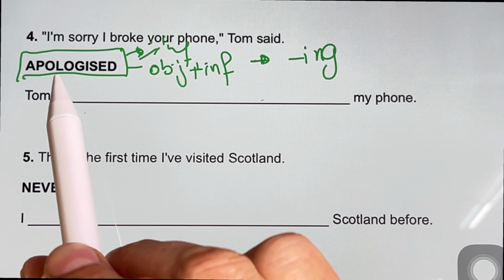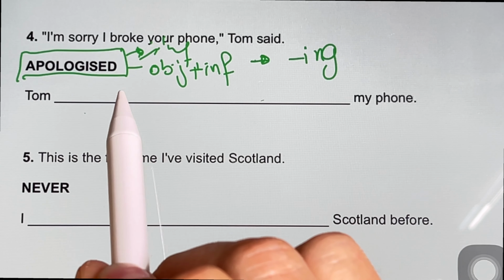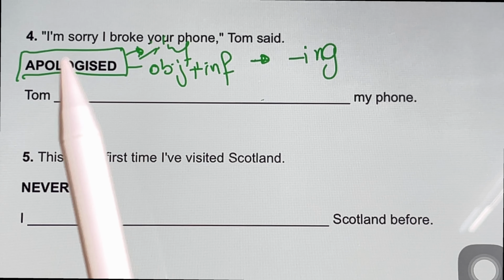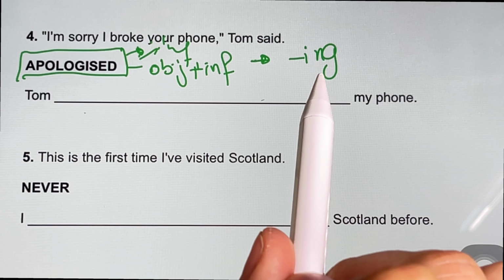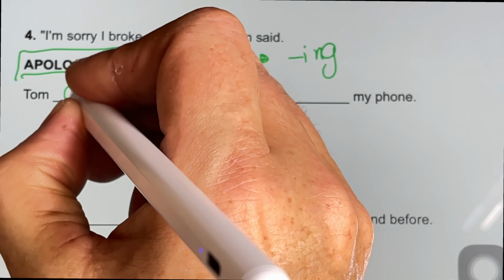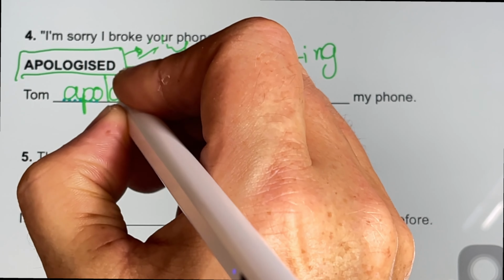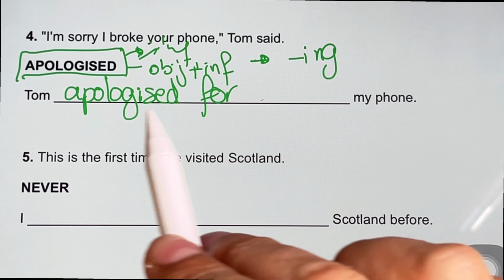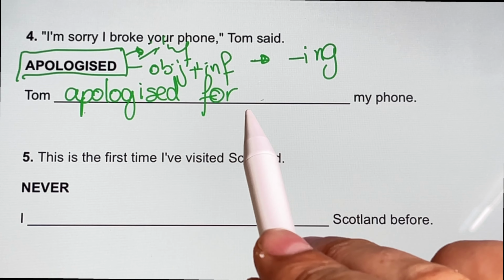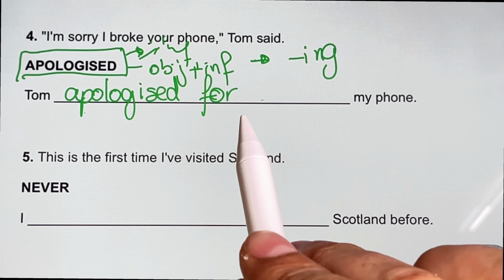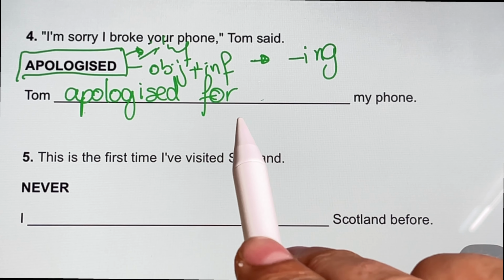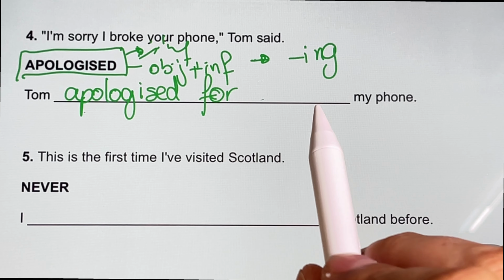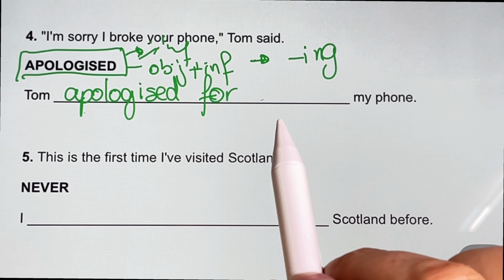Now, apologize takes the preposition "for". So apologize for. And after a preposition, you know that the next word, the verb, will have to be in -ing. So Tom apologized for. Now, what did he apologize for? You guys remember that sometimes you forget the most important parts. This sentence has to reflect this one. So never miss anything important.